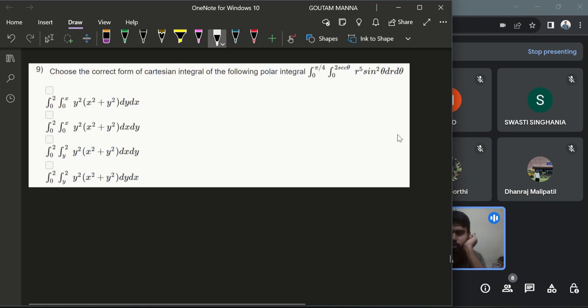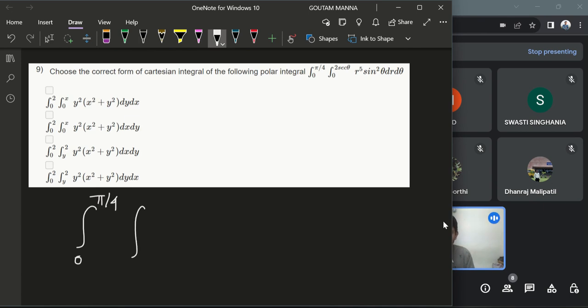Choose the correct form of Cartesian integral in the following polar integral. So the polar integral is 0 to pi by 4. There is a theta limit, and r limit is 0 to 2 sec theta, so r to the power 5 sine square theta dr d theta.